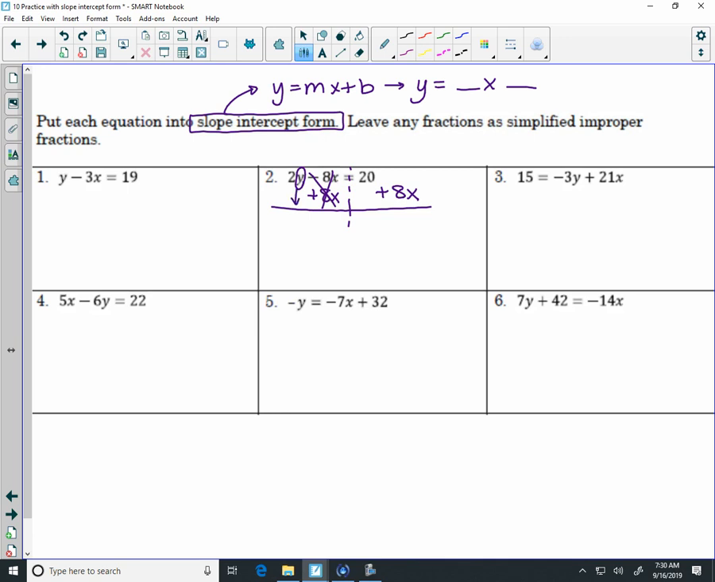I'm going to bring down the 2y. I'm going to leave the order. 20 and 8x are not like terms because they don't have the same variable. So that's why I didn't even put the 8x right under the 20. I kind of offset it to make sure that I wouldn't add those. And then I'm going to divide by 2. We need to divide everywhere.